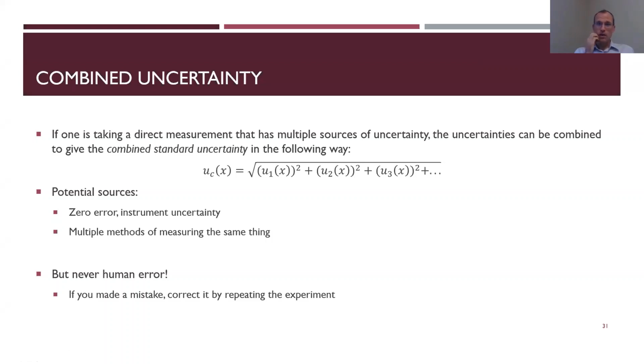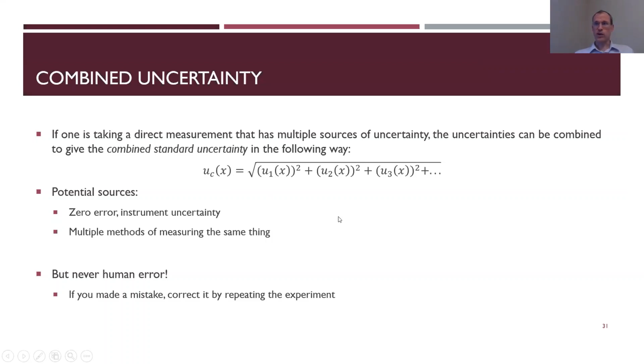A lot of times, uncertainty depends on more than one thing. If you have multiple sources of uncertainty, you have to combine them to give an overall uncertainty. The way you do that is generally by taking the root sum of squares. However many uncertainties you have, square them all, add them together, take the overall square root, and that's your total combined uncertainty.